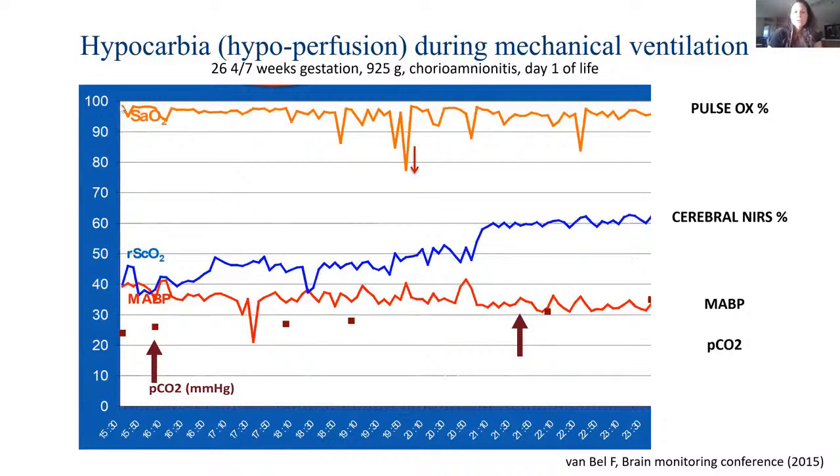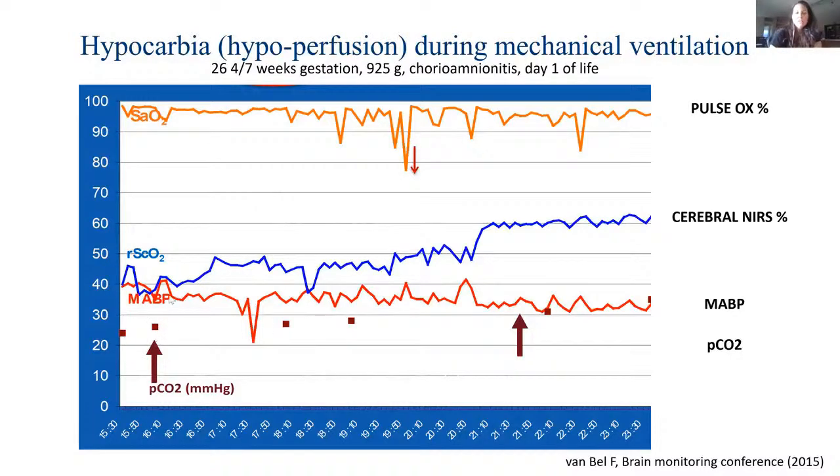And looking here, we've got the pulse ox. The blue is the cerebral NIRS. So as a reminder, the NIRS is just that end organ saturation. It's a mixed saturation. So your pulse ox is going to be arterial. Your cerebral NIRS is a mixture of cerebral and venous blood. So it can reflect perfusion. It can also reflect oxygenation status and oxygen extraction and utilization.